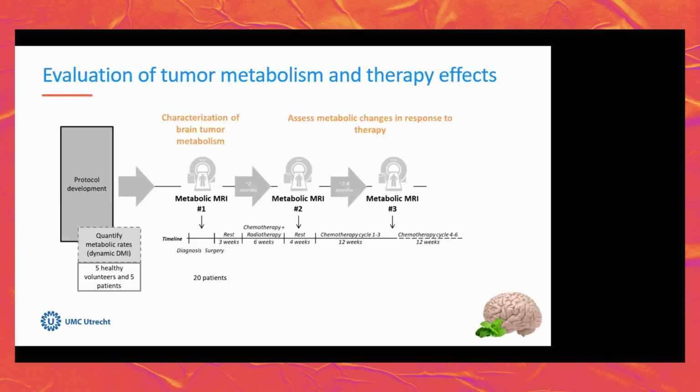So this is the overview of our main trial. We will include about 20 patients diagnosed with glioblastoma, and they will receive the metabolic MRI 3 times: prior to the chemoradiation, after 9 weeks, and after 21 weeks, next to the conventional MRI. We aim first to characterize the brain tumor metabolism before chemoradiation, and during the treatment to assess metabolic change and response to therapy.